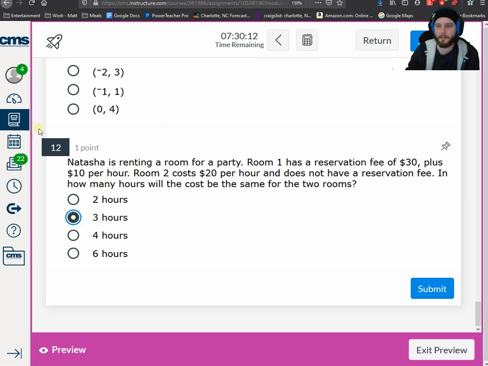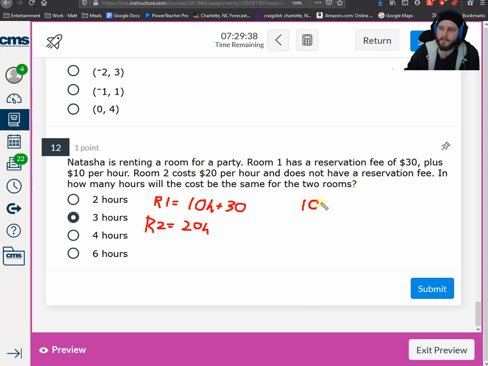Now there is another way you could do this, and this is kind of cheating, but it's something that makes itself available whenever you're dealing with multiple choice problems. If you know room 1, so room 1, you know that that's going to be $10 an hour plus $30. And you know the other one, room 2, is going to equal $20 an hour, period. Well, if you know it has to be the same number of hours, there's another way to set up number 12. $10 an hour plus 30 must equal $20 an hour. If you prefer not to do this using a graph and prefer to do this algebraically, you could have set it up like this instead.